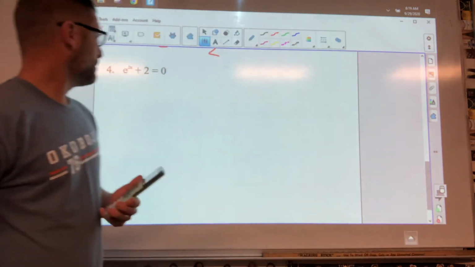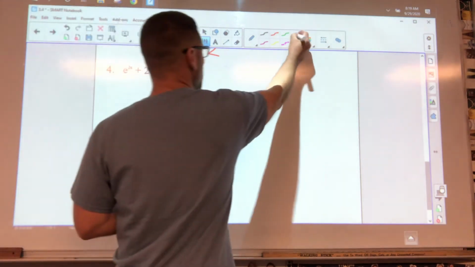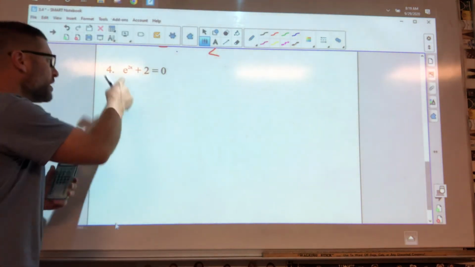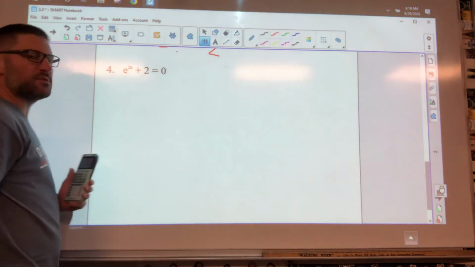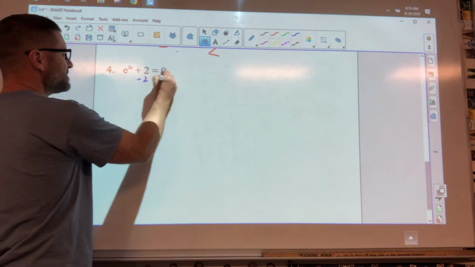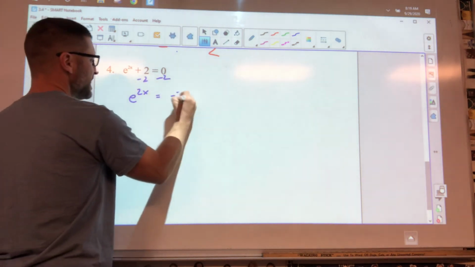Last problem, e to the 2x plus 2 equals 0. So again, we're going to boil it down to its innermost workings, which is e to the 2x, and then I'm going to apply that log thing. So I'm going to go minus 2, minus 2. I got e to the 2x equals negative 2.